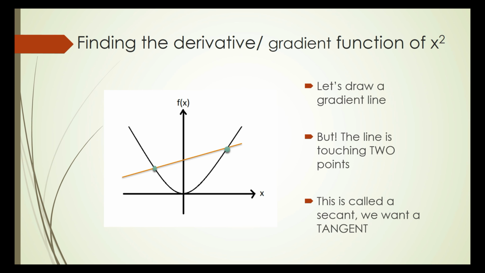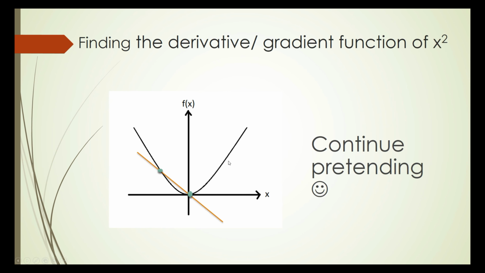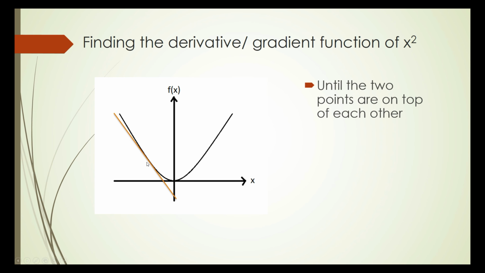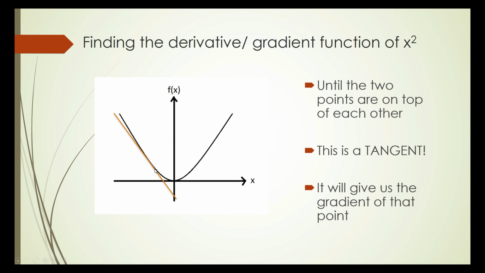I'm gonna bring those 2 points closer. By the way, this line is called a secant because it's touching 2 points. We want a tangent. Tangent means touching 1 point and 1 point only. So I'm gonna bring it closer and closer and closer until it's only touching at 1 point. Okay, until the 2 points are on top of each other. This is what we call a tangent. And this will give us the gradient of that point, which is the 1 point that both the points are on top of each other in.